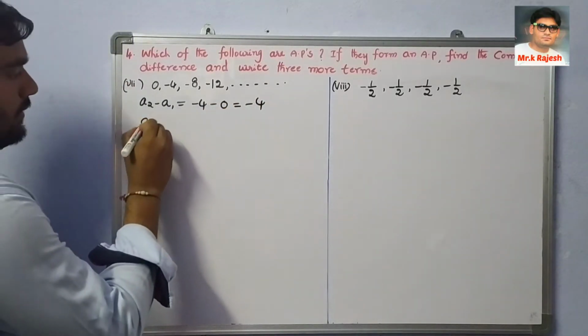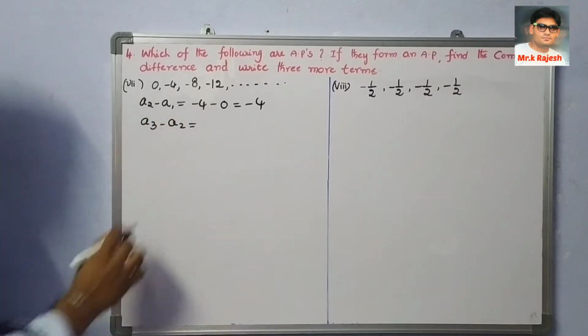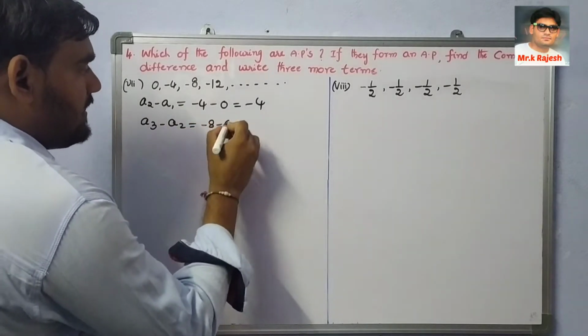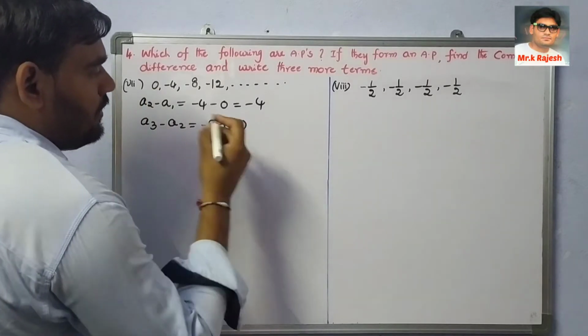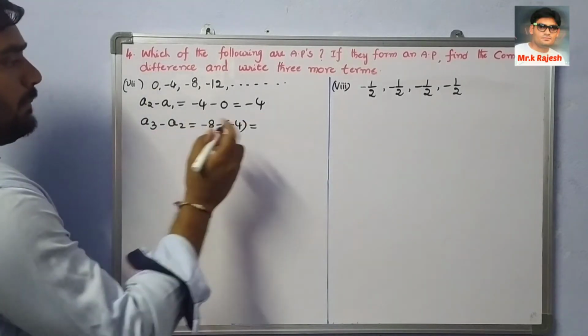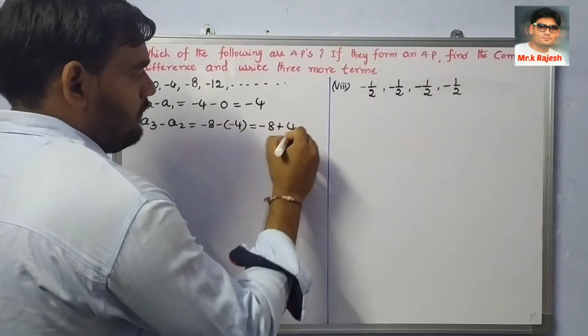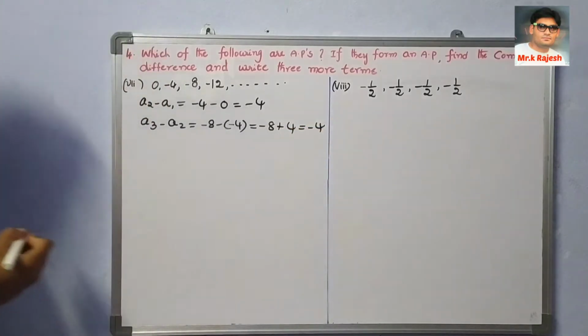Next we need to find A3 minus A2. What is the value of A3 here? Minus 8 is the A3, minus A2 value, which is minus 4. So here we will get minus 8 minus into minus, plus 4. Minus 8 plus 4, we are getting minus 4 only.